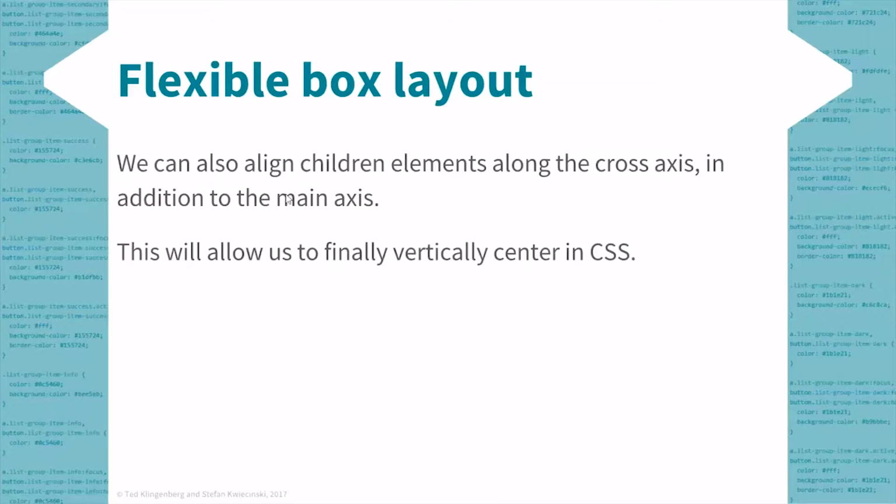And you'll see here that we can align children elements along the cross-axis in addition to the main axis. And this is what's going to allow us to vertically center things perfectly in CSS without any fancy hacks like shifting an element 50% and then transforming it back 50%. Instead, we can finally have vertically centered elements in CSS. So let's go ahead and look at that.